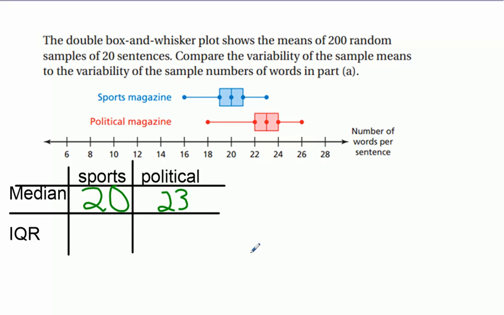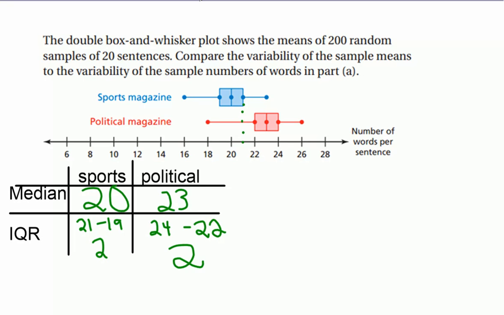Oh, 23. Hopefully that didn't stump you. You guys are smart, so I don't think it did. Now I'm going to look at the sports magazines. And again, there's a halfway in between guy, right? If I track this back out, so that's 21 for my third quartile, and between 18 and 20, that's going to be 19. So 21 minus 19 is 2. And then over here, upper quartile is 24. Lower quartile is 22. So my IQR is 2 for political.